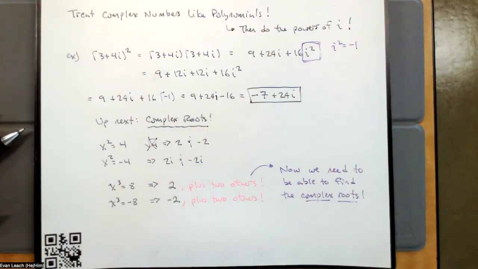This equation, x cubed is equal to 8, has 3 solutions. We can tell that there are going to be 3 because it's an x to the third power. So it's got to have 3 solutions. We could also rephrase that question by saying that 8 has 3 cube roots.